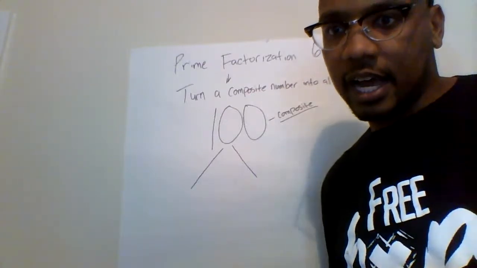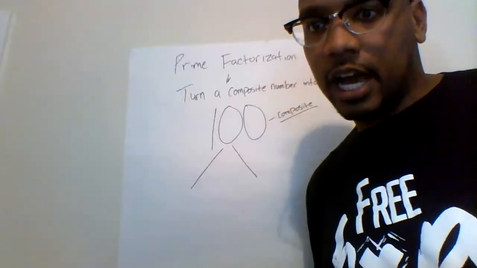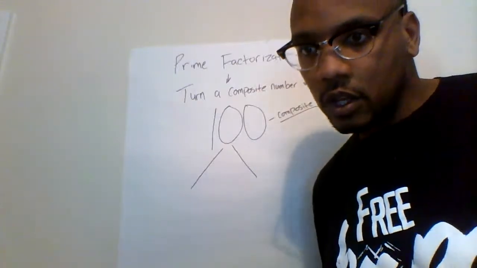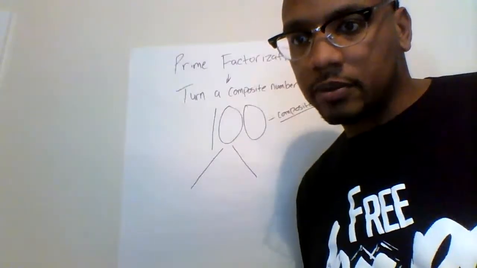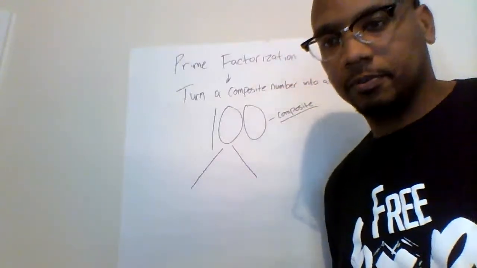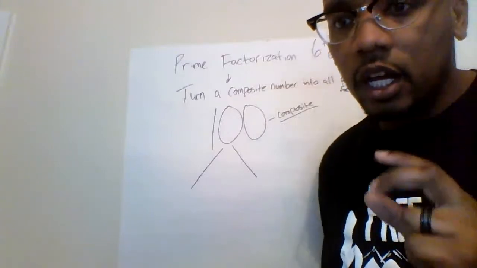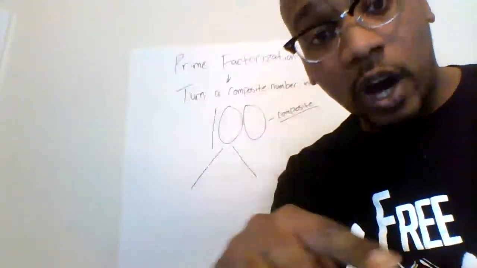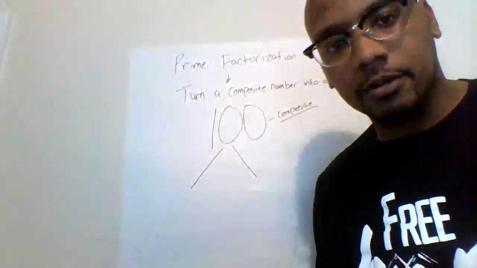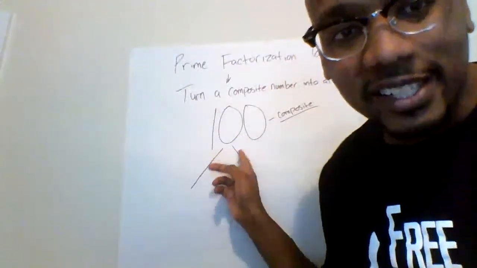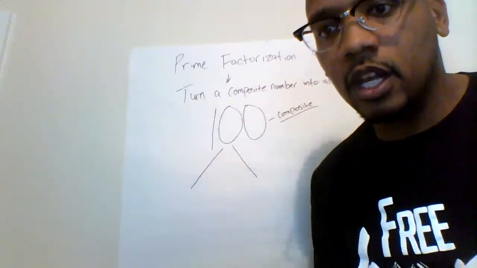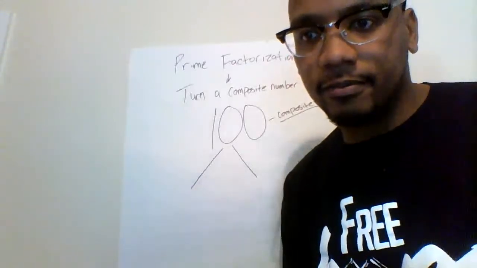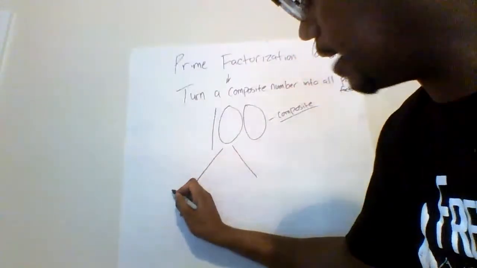All right, you got 10 times 10, 1 times 100, 50 times 2. All right, 1 times 100, 2 times 50, 4 times 25. All right, good. Now, I got 3 answers: 1 times 100, 2 times 50, and 4 times 25, right? Well, I can't use 1 because 1 is neither prime nor composite. So I can't use 1 times 100. I can use 2 times 50 or I can use 4 times 25. Right? So let's take 4 times 25.